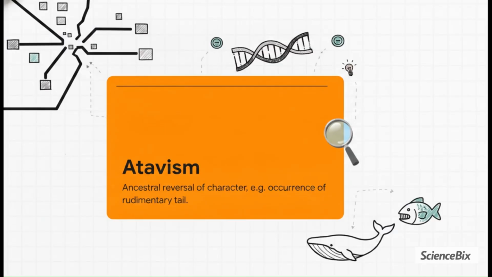But sometimes the map totally glitches out, and that brings us to atavism. Atavism is this incredibly rare ancestral reversal of a character. It's when an extremely ancient trait just suddenly reappears, like the rare occurrence of rudimentary tails or gill clefts in higher animals. It is such a fascinating and surprising phenomenon, and it reminds us that these ancient genetic blueprints are still hiding deep within our DNA, literally just waiting for the right switch to be flipped.